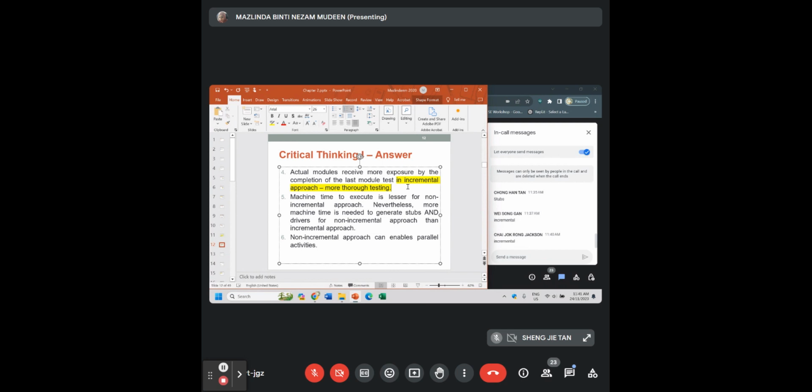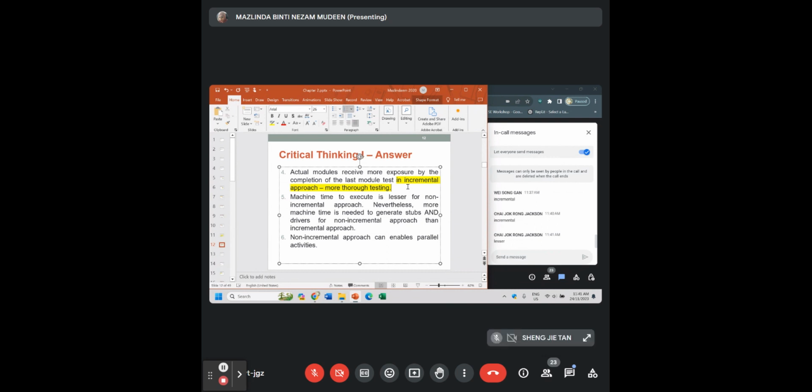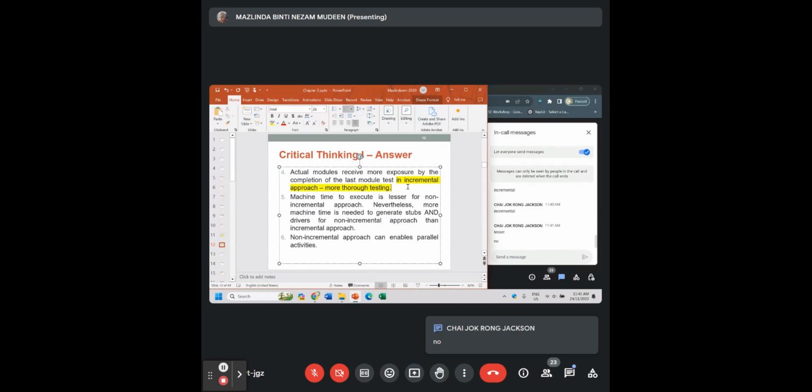But on the other side, for the non-incremental approach, what happened? How many times will each module be tested in non-incremental approach? Lesser means how many times? Can we know the exact number or not? Are you sure we don't know? I thought we know.